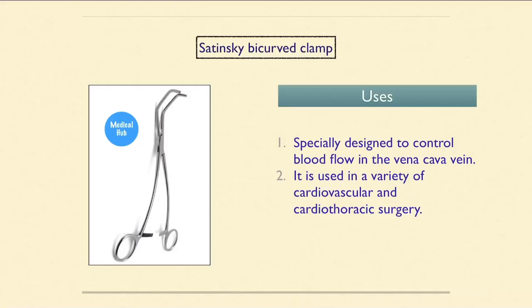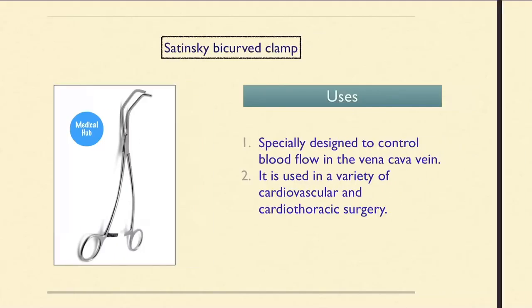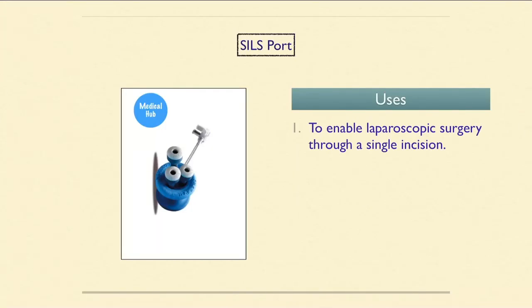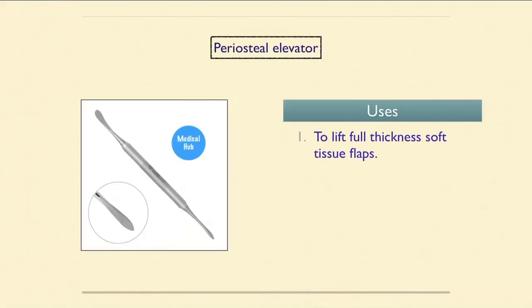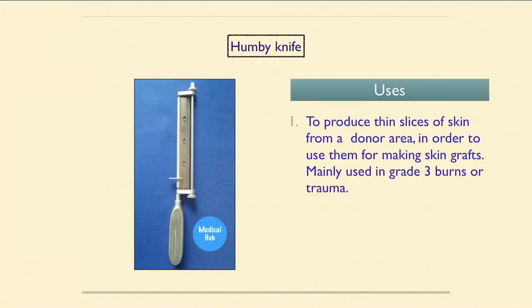Next one is Satinsky bicurved clamp. It is specially designed to control blood flow in the vena cava vein. It is used in a variety of cardiovascular and cardiothoracic surgery. Next is SILS port. It is used to enable laparoscopic surgery through a single incision. Next is periosteal elevator. It is used to elevate full thickness of tissue flaps.